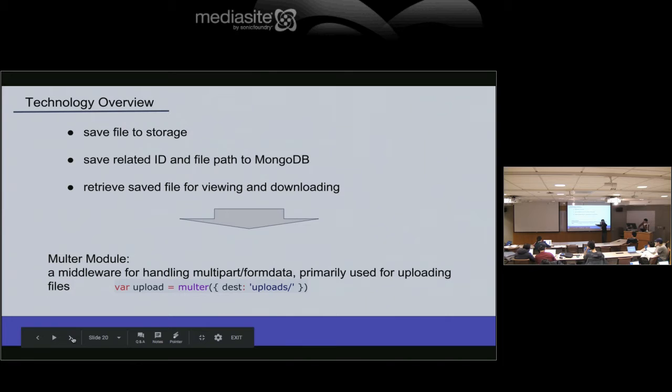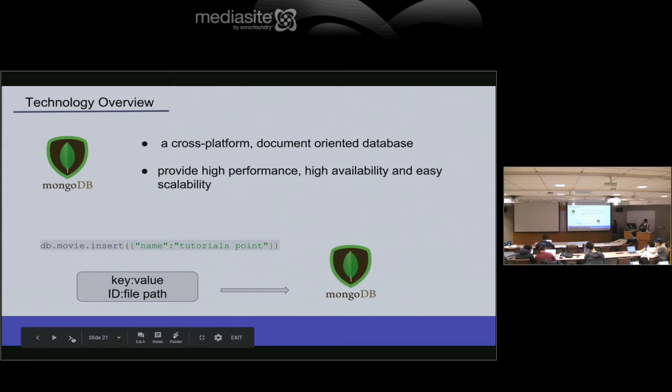For this example, the dest option shows the destination where you want to save your file to. And for the database, we want to use MongoDB, which is a cross-platform, document-oriented database, and also provides high performance, availability, and easy scalability. And we just want to save our ID and file path as this key-value pair, and like this code, we will insert it into our database.